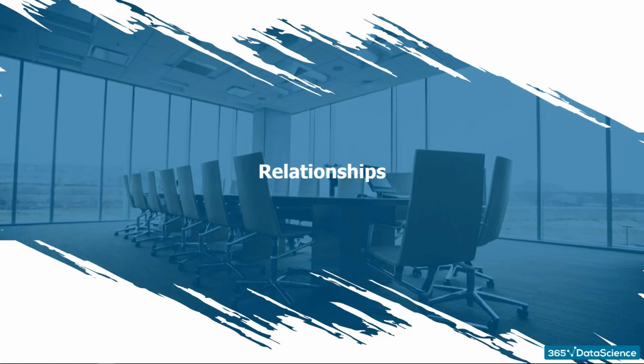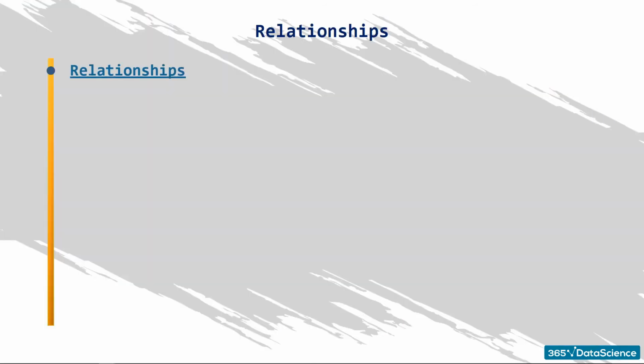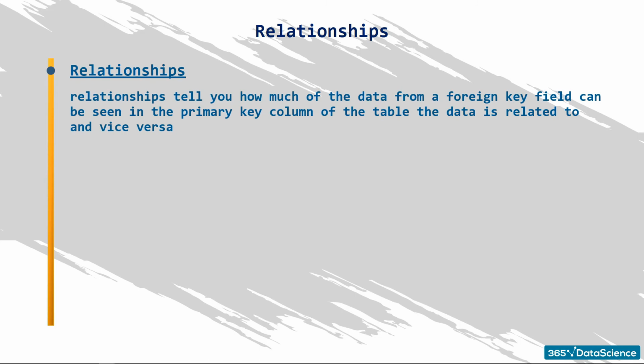All right, excellent! This is a lecture in which we will try to illustrate that relationships between tables can be categorized. We will not explore all types of relationships in detail, given that this topic is rather theoretical and time-consuming in its entirety. Instead, we will study the main types of relationships you will likely need in your workplace. Relationships tell you how much of the data from a foreign key field can be seen in the primary key column of the table the data is related to, and vice versa.